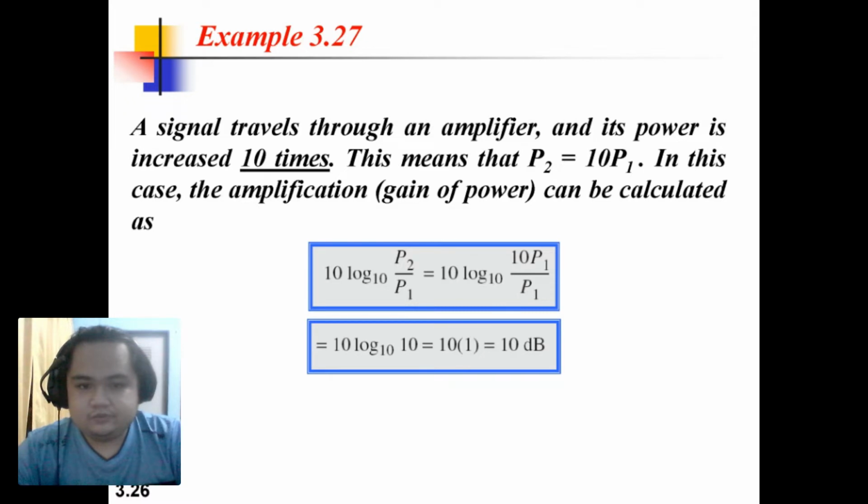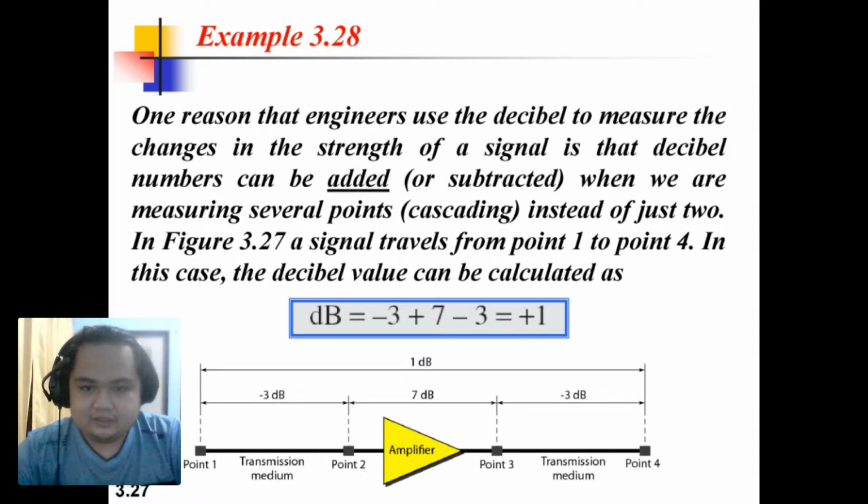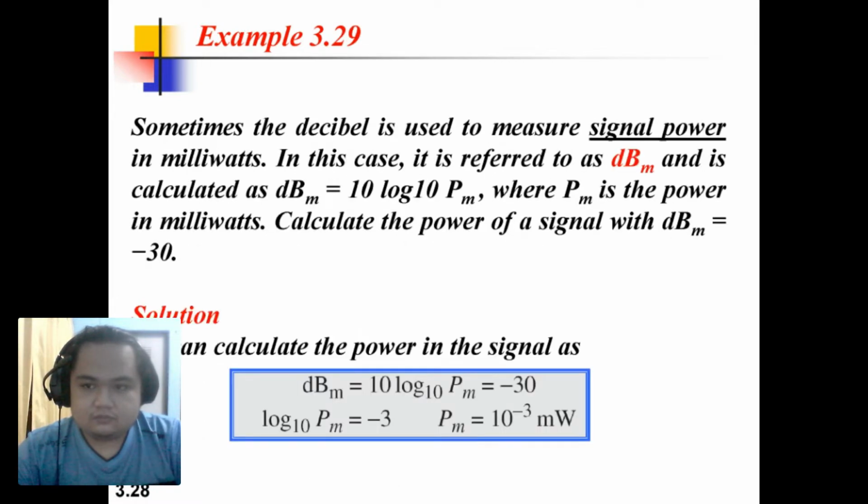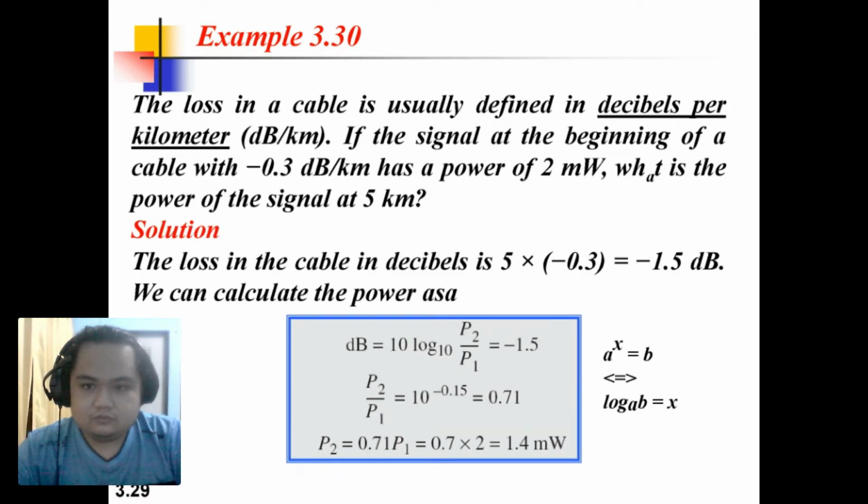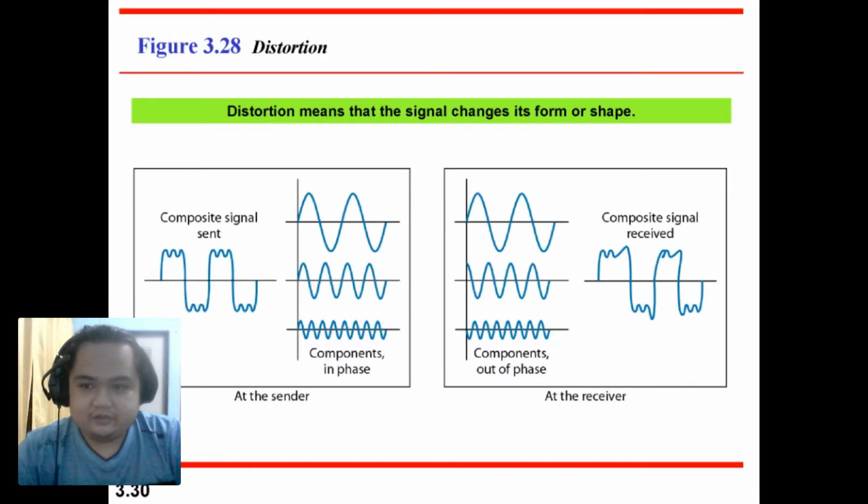This is the example for a signal whose power is increased 10 times. It means P2 is 10 times P1, and we can calculate it like this. This is the example, and we can all calculate it.